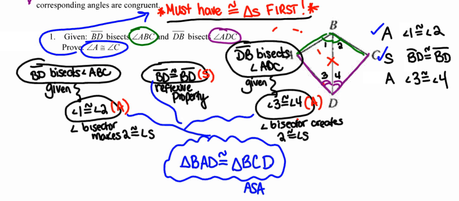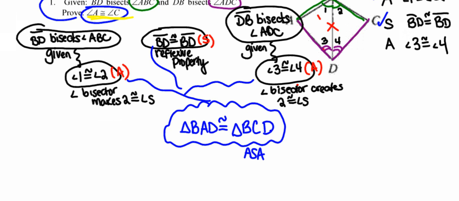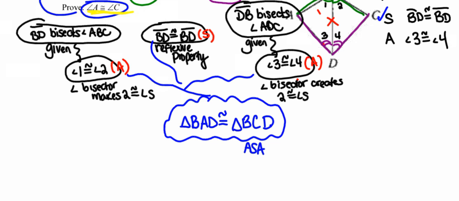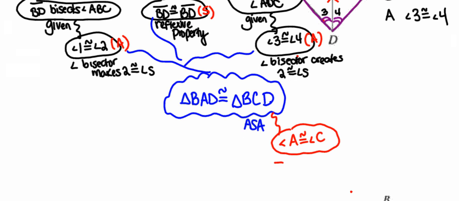And as a last step, now that I know these triangles are congruent, I know that all their corresponding parts, all their corresponding sides, and all their corresponding angles are also congruent. But the pair that I'm trying to prove congruent are angles A and C. So my last step in writing this proof is to go ahead and draw the conclusion that angles A and C have to be congruent to each other. And as a reason for that, I can say congruent triangles have congruent corresponding parts.